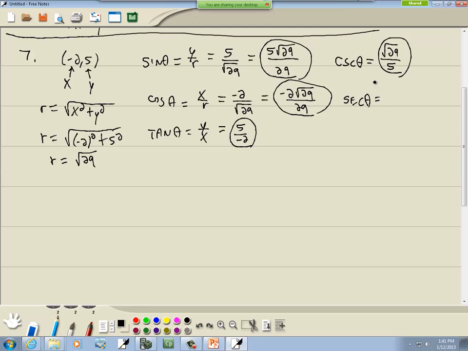Now, cosine and secant go together. Again, I'll flip this fraction here, the negative 2 over square root of 29, and that gives us negative square root of 29 over 2. Doesn't matter where you put the negative. Tangent and cotangent are reciprocals of each other. If that's negative 5/2, this will be negative 2/5. And those are our answers.